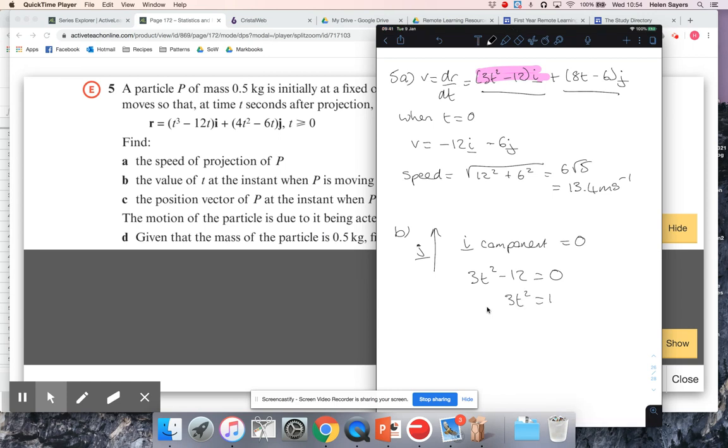So 3t squared is 12. So t squared is 4. So t is, I'll put plus or minus 2 just to show my working, but obviously it's a time, so it can't be minus 2, so t is 2 seconds. Again, not a hard calculation, it's the interpretation that's the tricky bit.